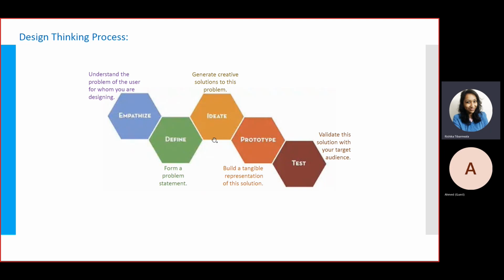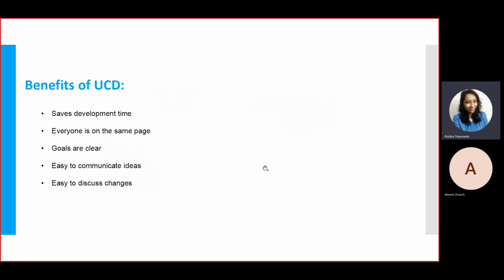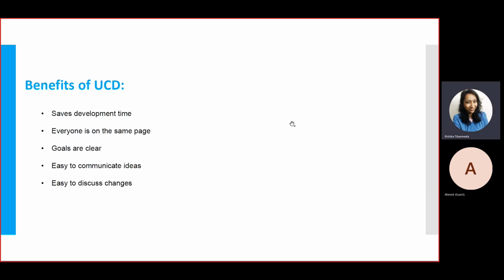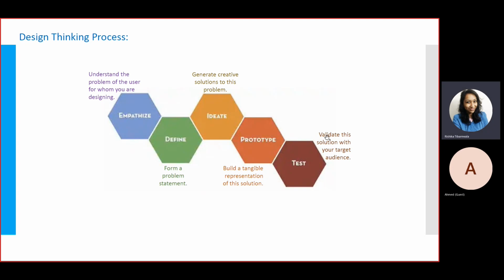So you ideate a solution. After that, build a tangible representation of this solution, or you can say a dummy of the solution using which the user can interact and understand how the product is going to benefit them. And then the testing is done on that dummy. After that, the product is launched if there is no issue in it. Okay, so this is design thinking process, which is a part of UCD, you can say. In UCD, the discovery or research section is done. After that, this complete process comes into picture for the designing.